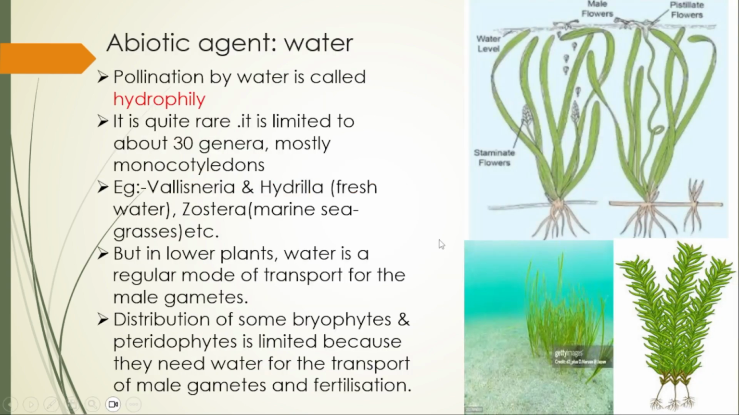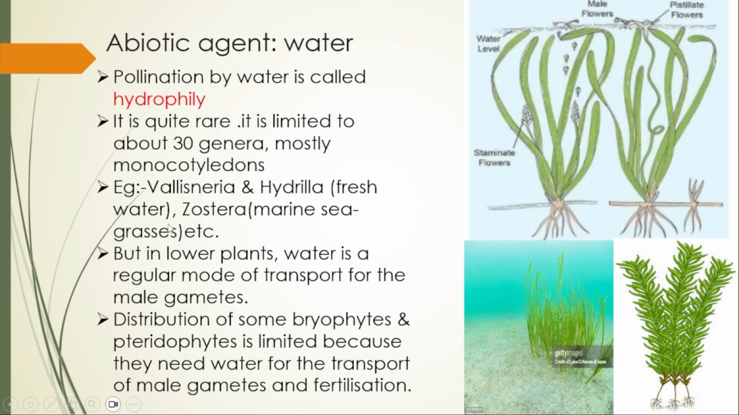Next, water. This is very important from the theory point of view and even for MCQs. Pollination by water is called what? Hydrophily. Hydro means water and phily means study, you can say, hydrophily. Pollination by water is said to be hydrophily. It is quite rare. It is limited to about 30 genera, mostly monocotyledons. Usually you can see it in monocots.